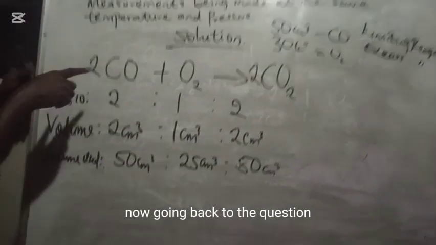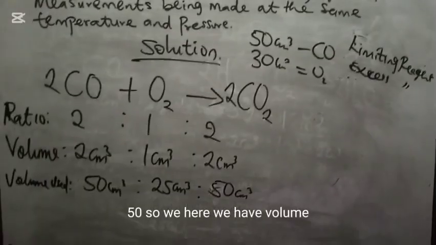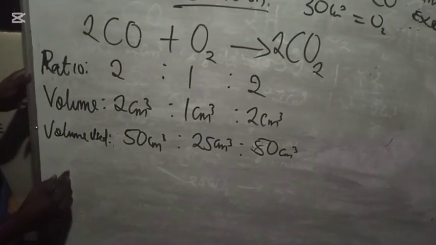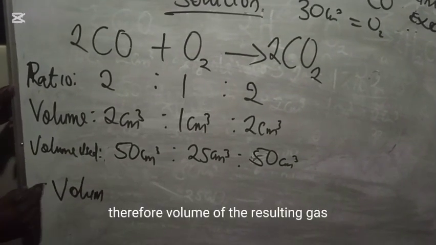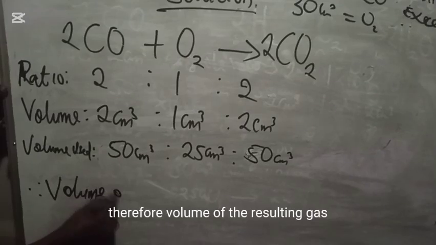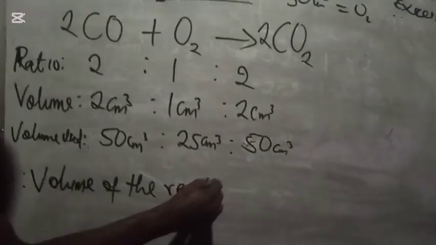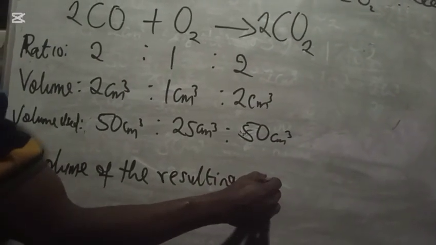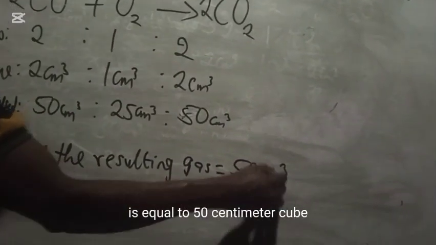Now, going back to the question. The question says, calculate the composition of the resulting gas. The resulting gas is what? 50. So here we have volume. Therefore, the volume of the resulting gas is equal to 50 centimeter cube.